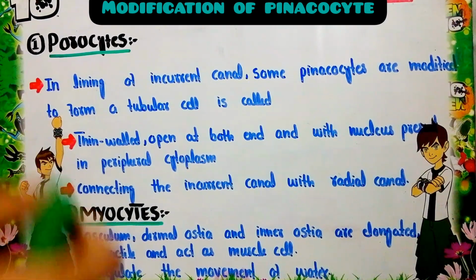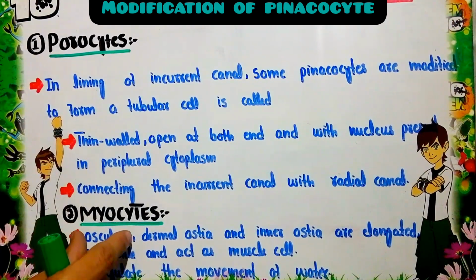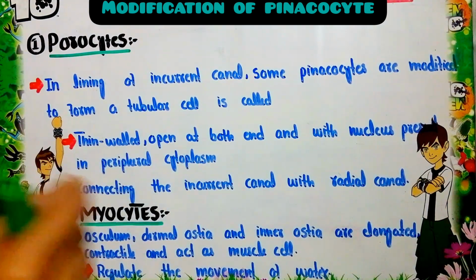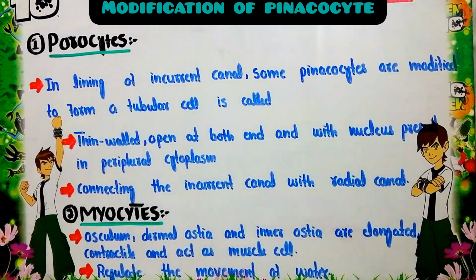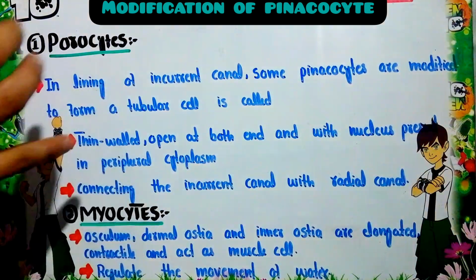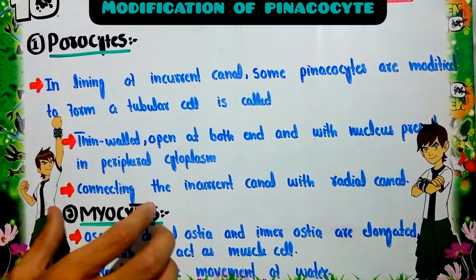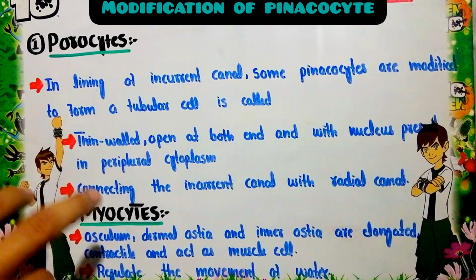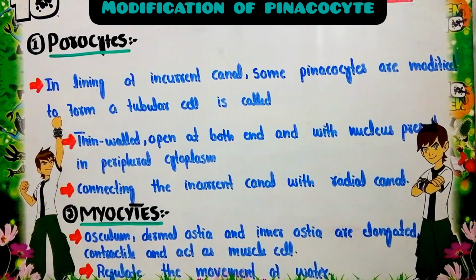Now mainly it's the region of the osculum, dermal ostia and inner ostia. These pinacocyte cells are elongated, contractile and act as muscle cells. Now this pinacocyte cell is called a myocyte. So what is the function of this myocyte cell? Now this myocyte cell mainly occurs at the opening of this structure.